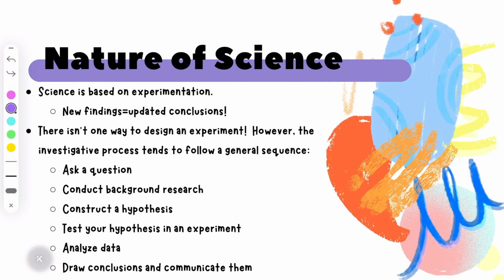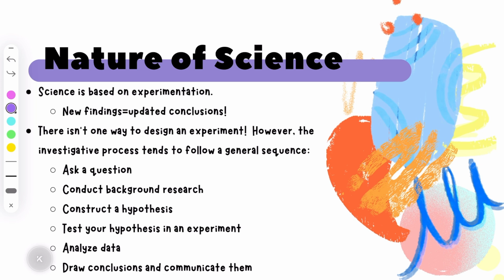So we know that science is based upon experimentation. That's why scientific findings are always changing, because new findings equal updated conclusions. So in our lifetimes, there's been times where, especially with health science, things have gone back and forth. Peanut butter's not good for you, peanut butter's good for you, and it's based upon new research and new studies. So there's not one way to design an experiment. However, the investigative process tends to follow a general sequence.